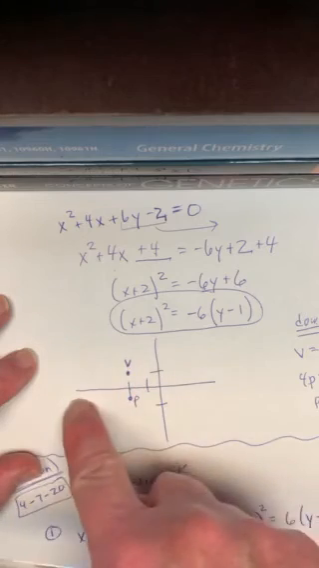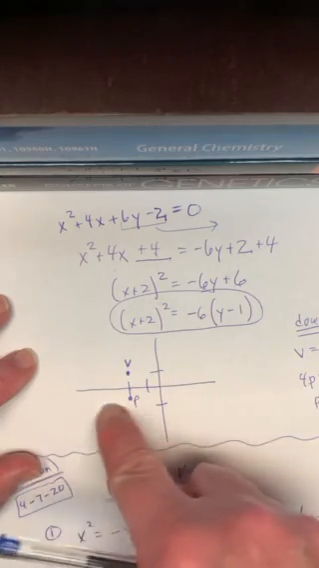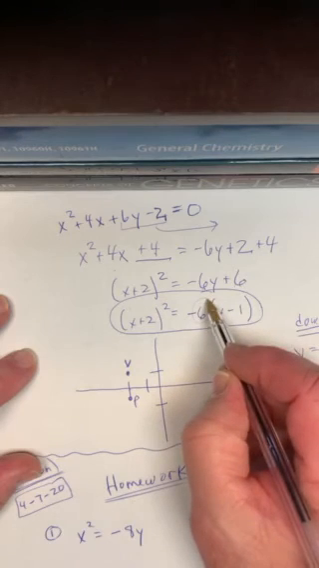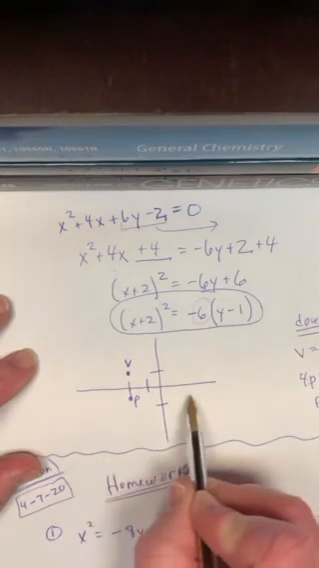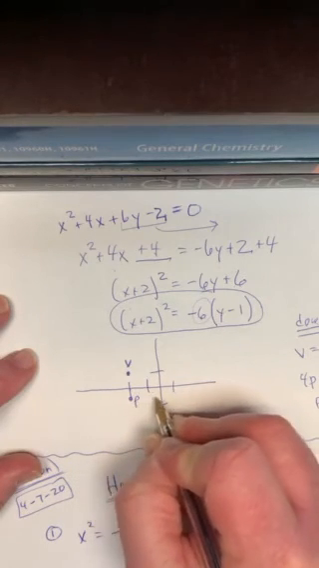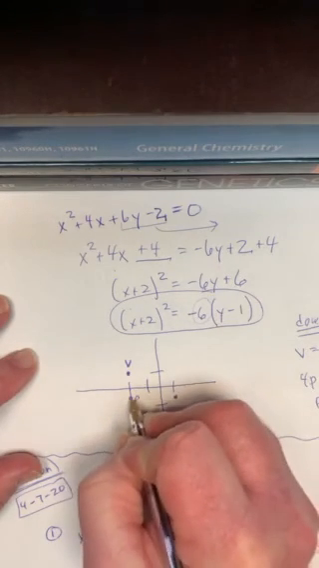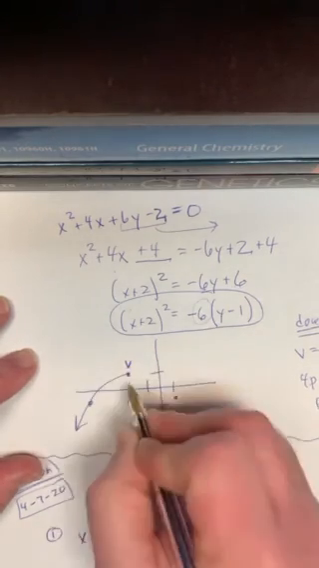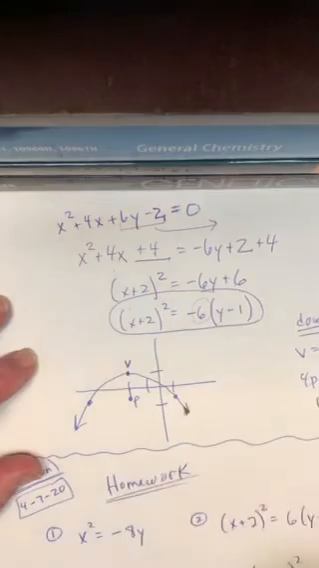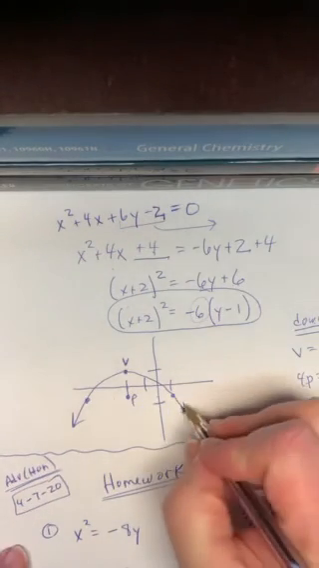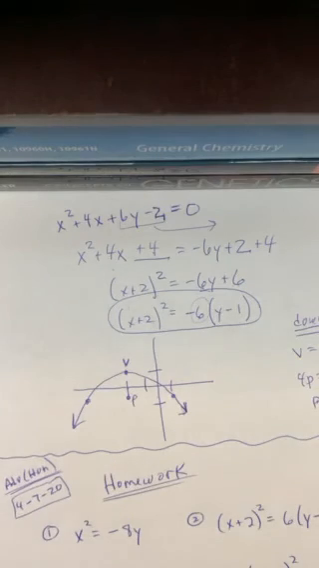The only question is, how wide is it? Well, I look, my coefficient is a 6, isn't it? So it's 6 units total for the width. So I'm actually going to go to my focus and go right 3 and go left 3. Now I know exactly how wide to make it. Okay? All right, I think you got it. Let's see if you do.